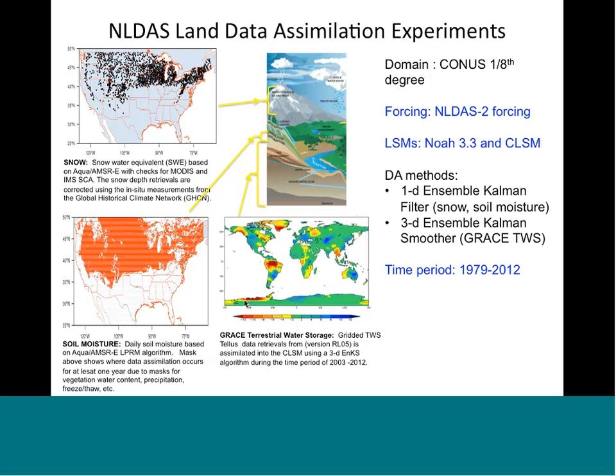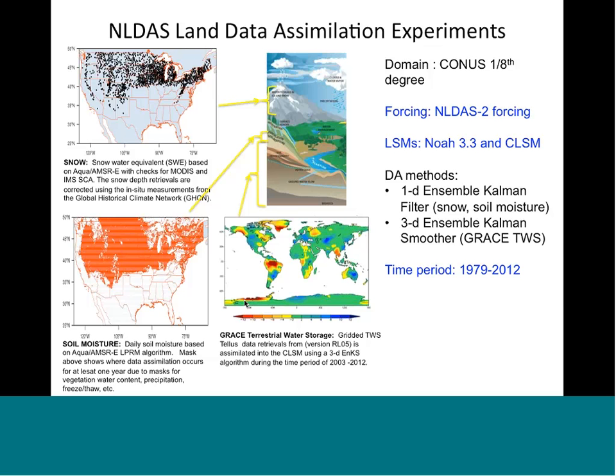So what we did for our work was we used the same inputs, the same forcing, and we ran the NOAH version 3.3 model for the snow and the soil moisture assimilation experiments. And then we have a new assimilation experiment I'm going to talk about today with a new model that's not yet in NLDAS, known as the Catchment land surface model, and that's been developed here at NASA Goddard by the Global Modeling and Assimilation Office, the GMAO.